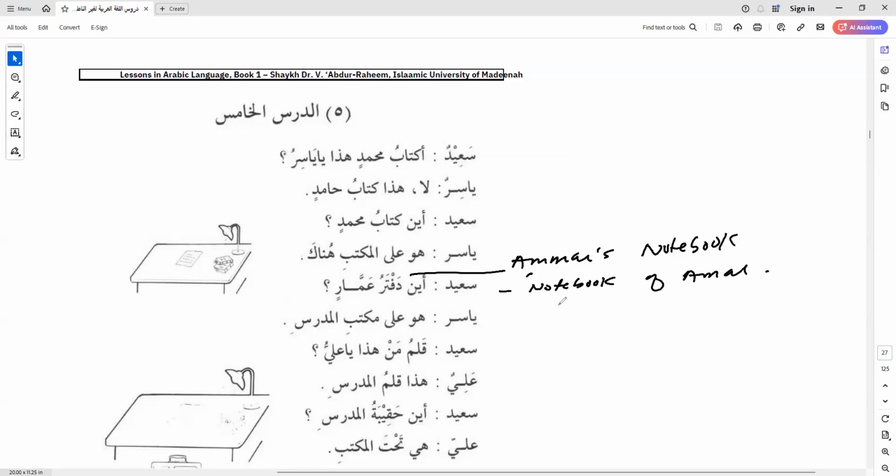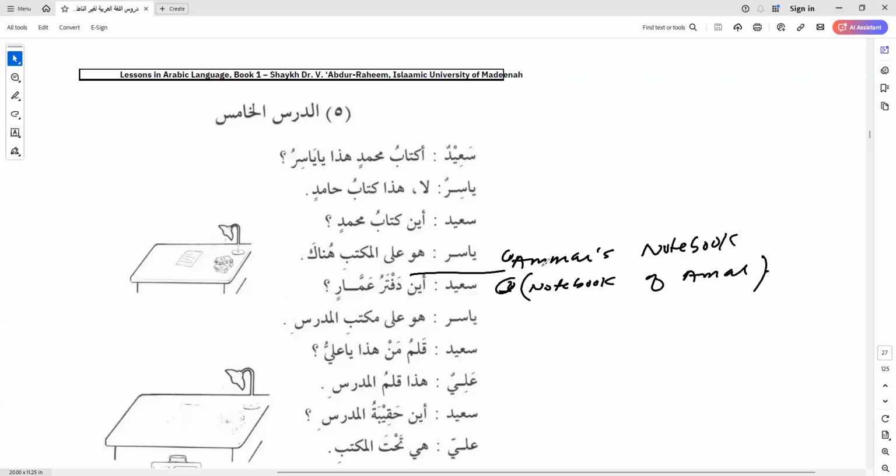You know, some grammarians don't like the "of" something. They prefer the use of the possessive or the apostrophe S, right? Some English grammarians prefer Ammar's notebook to notebook of Ammar. Even though both of them have the same or similar implication, some grammarians prefer Ammar's book.